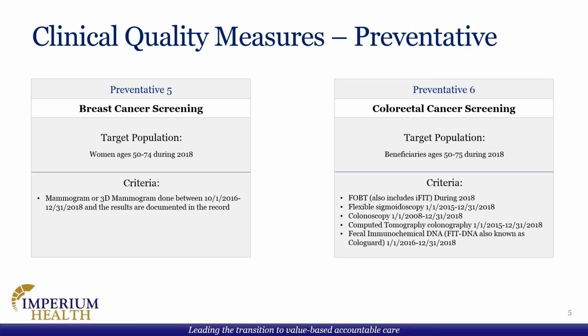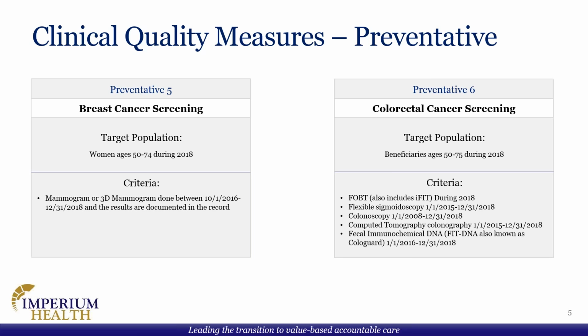The next preventative measure is the colorectal cancer measure. This is for beneficiaries between ages 50 and 75 during 2018. There are a few different tests that can be used to satisfy this measure, and it's any combination of these tests that can be used to meet the measure.